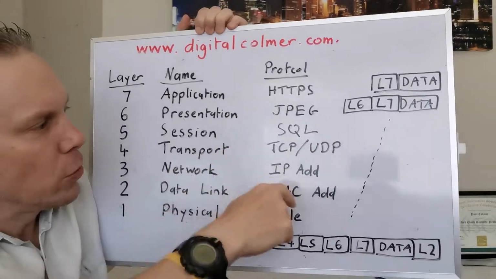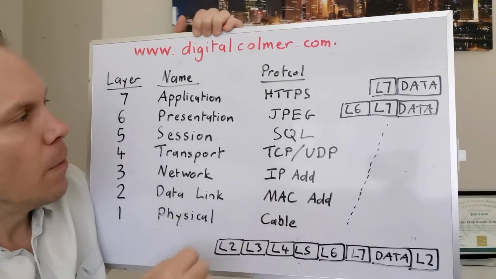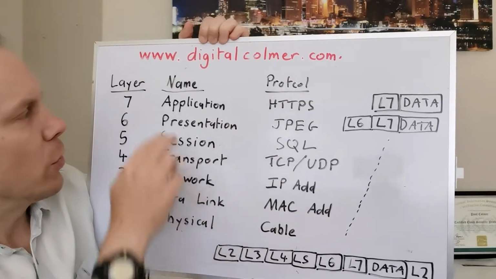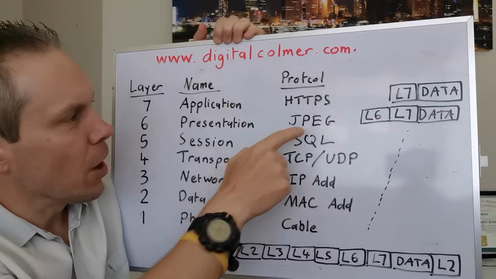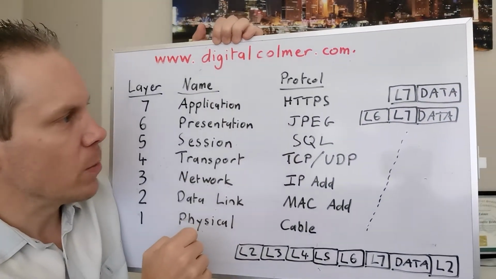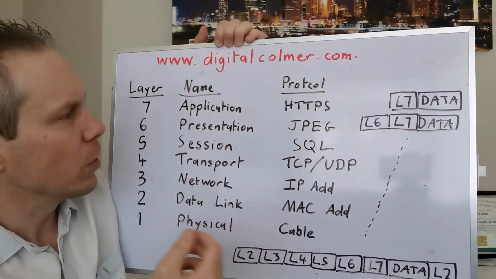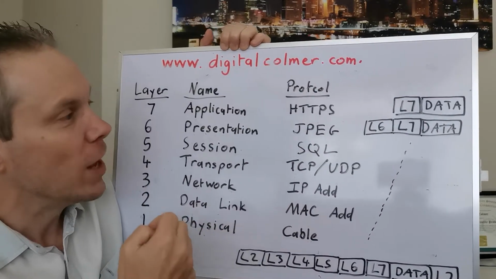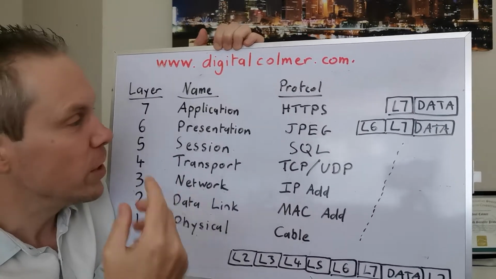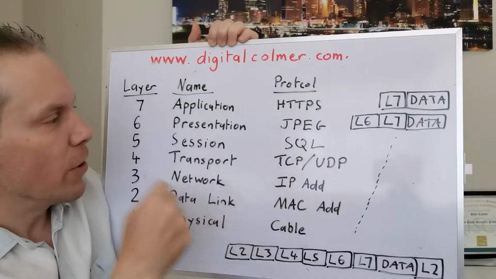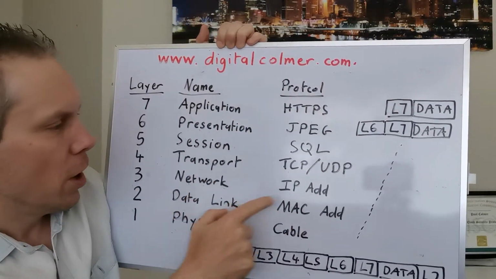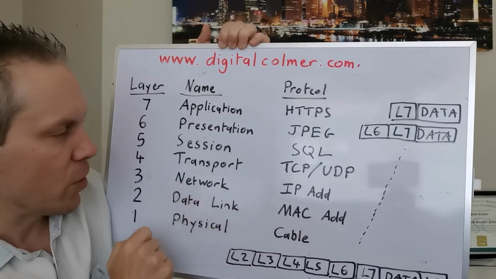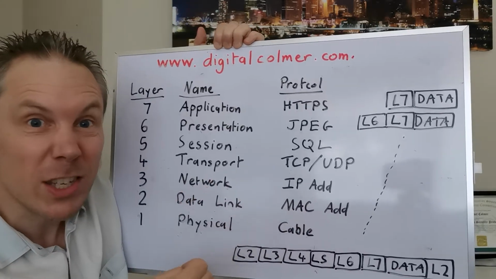Here's some examples of protocols that you might see at those different levels. So at the application level, we have HTTPS for accessing websites. We have JPEGs for encrypting pictures, for example, for sending compressed pictures over the internet. We have SQL for connecting to databases, TCP and UDP at layer 4, and we have IP addressing at layer 3. We have something called MAC addresses.